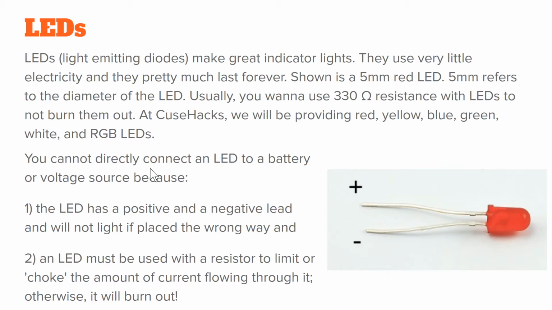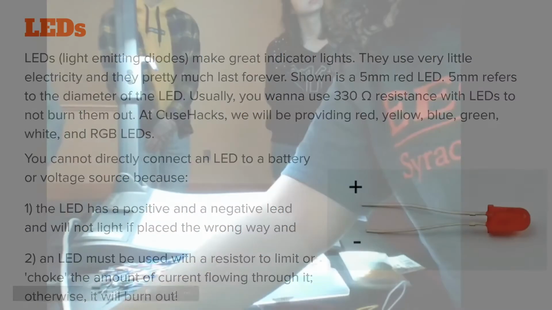And you cannot directly connect an LED to a battery or voltage source because, again, it has a positive and negative side, so if you do it backwards, it's not going to turn on, A. And B, if you don't use a resistor to limit or choke the amount of current flowing through it, it will burn out. So I'm going to do a little demo of just LEDs, and I'm actually going to try and make them dimmer and brighter.